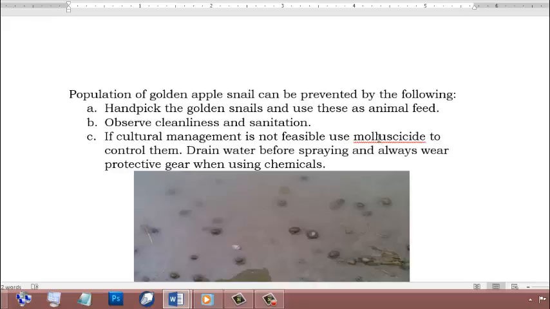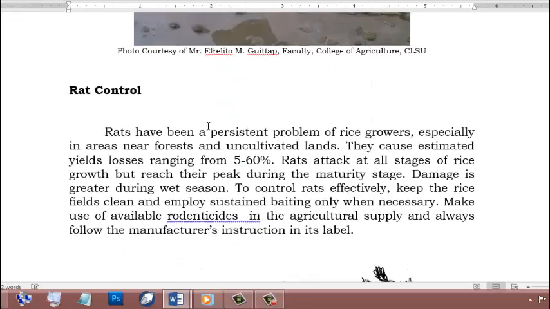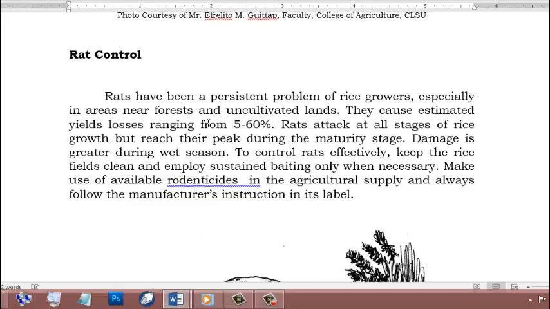So then you can use this molluscide chemical that will eradicate the snail if they cannot be handpicked or cleaned in the rice field. Next pest that we should observe and control is the rat. No? Rats affect and target our rice field starting from seedling to harvesting time. Rats have been a persistent problem of rice growers, especially in areas near forests and uncultivated lands. They cause estimated yield losses ranging from 5 to 60%. Imagine, that's very big.